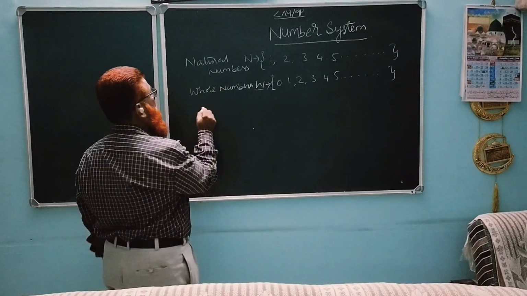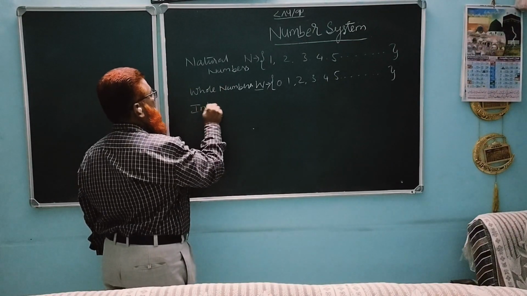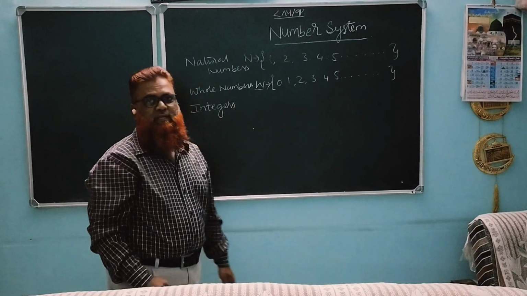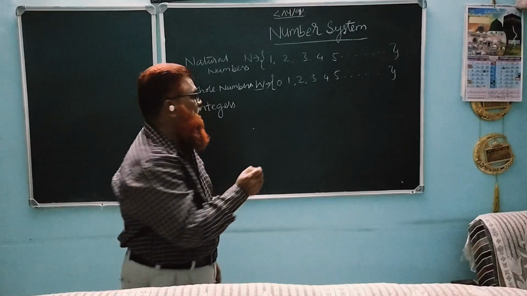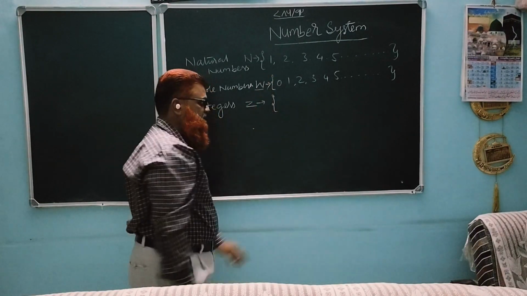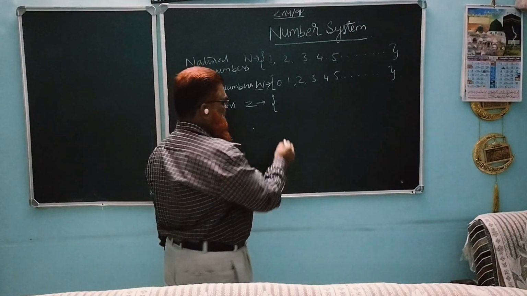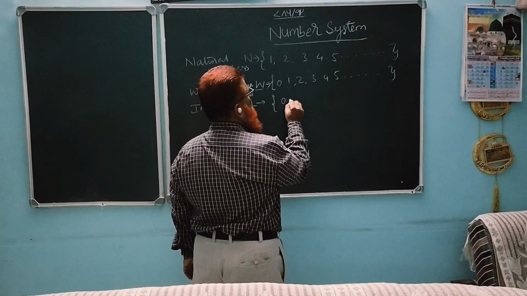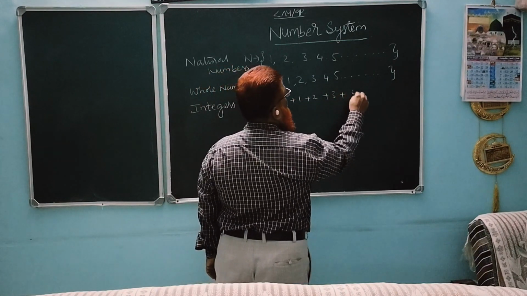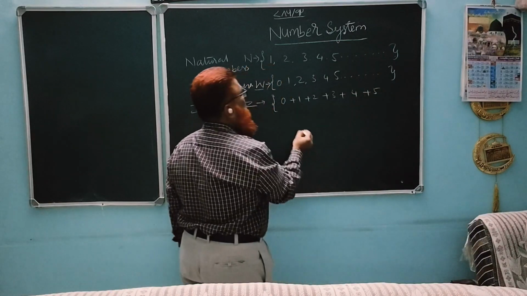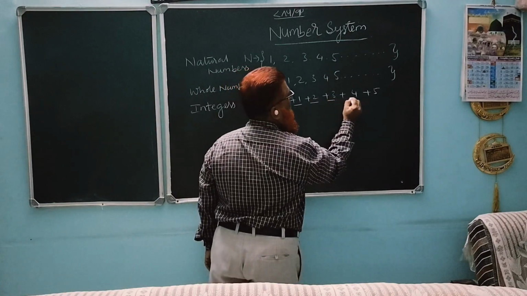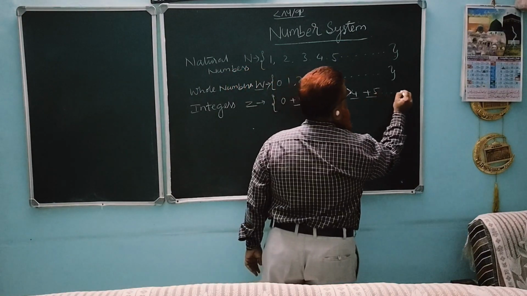Our third set of numbers is very important and also an integral part of our number system, integers. And it's denoted by a capital letter Z. Okay. What are integers? Integers means, again I begin with 0, plus 1, plus 2, plus 3, plus 4, plus 5. Along with that, I denote it with minus 1, minus 2, minus 3, minus 4, minus 5, etc.